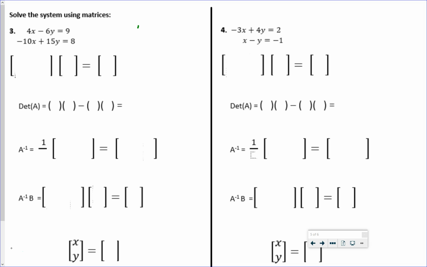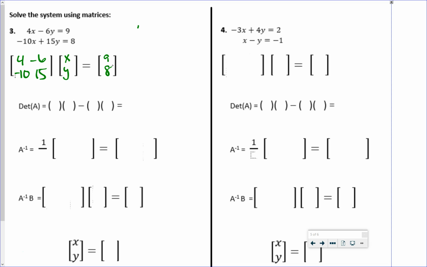Alright, set up the matrix equation for me. 4, negative 6, negative 10, 15. Popcorn. Taylor, what's the variable matrix? Yep. Popcorn. Jake, what's my constant matrix? 9 and 8. Good. Popcorn.